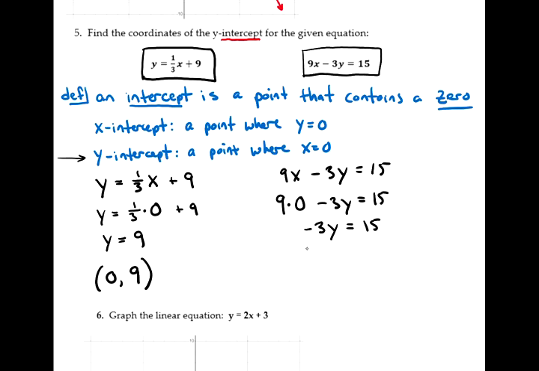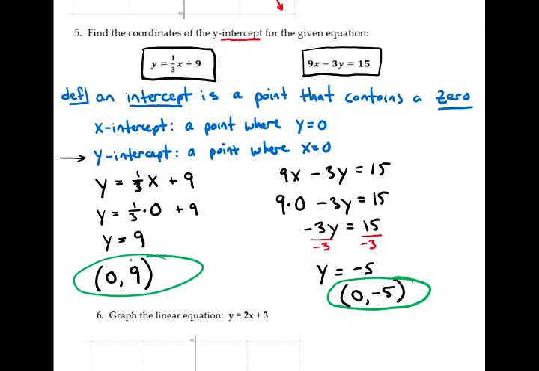And we're trying to solve for y, so we will divide both sides by -3, and that will give us y. So we have the times -3, the divide by -3, they cancel, and so we have y is equal to -5. 15 divided by -3 is -5. So the y-intercept would be the point 0 for x, -5 for y. The y-intercept is always 0, something. It always has a 0 for the x.